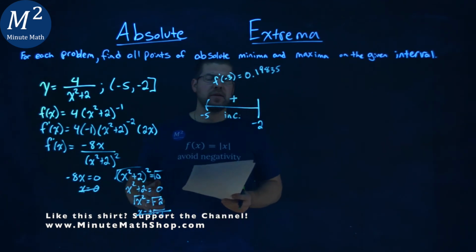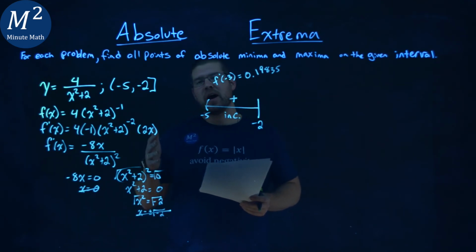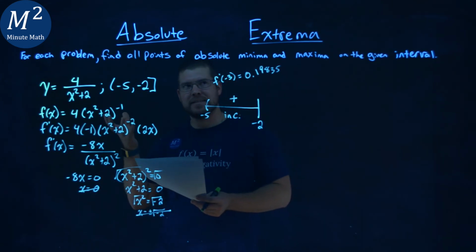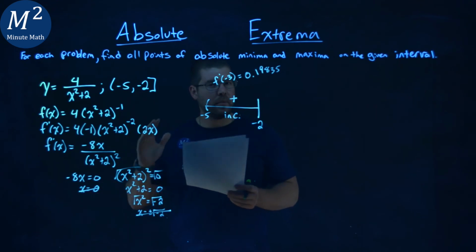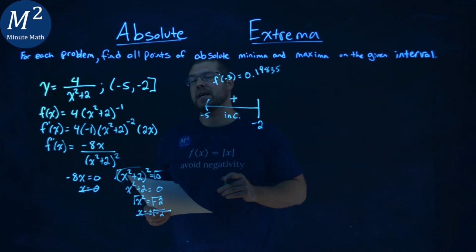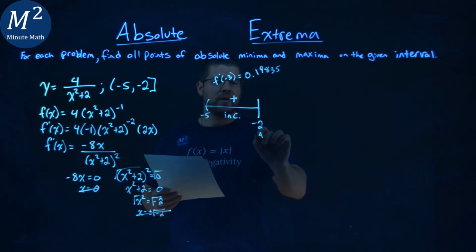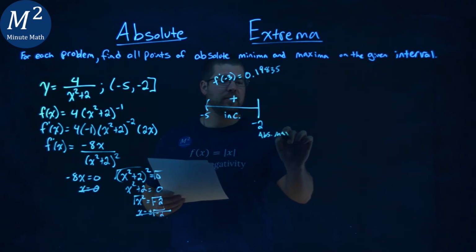So what does that tell us? That tells us on our interval our lowest value is right after -5, but we don't actually have a lowest value. We can't say it's an absolute value there because it's not an endpoint, that's a bracket. But it's increasing all the way to when x is -2, and we can include that. So -2 would be our absolute maximum, the x value.